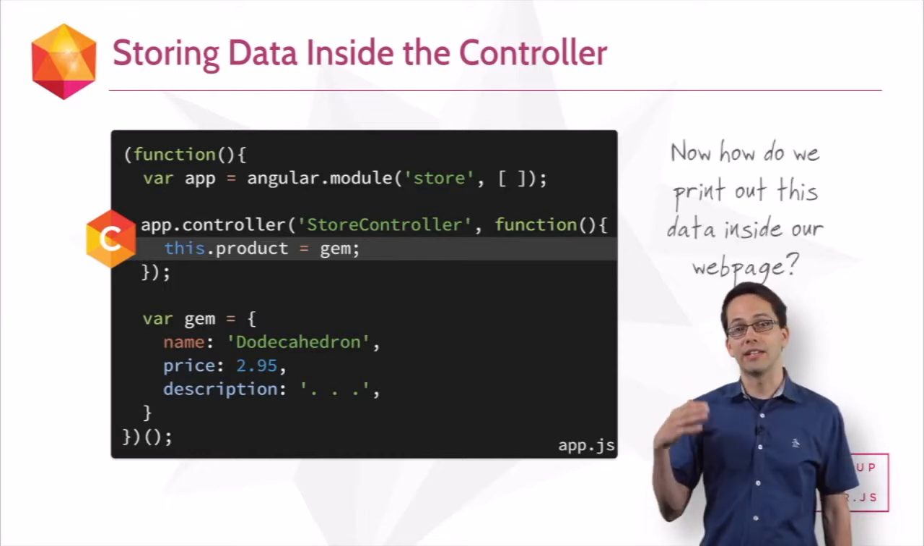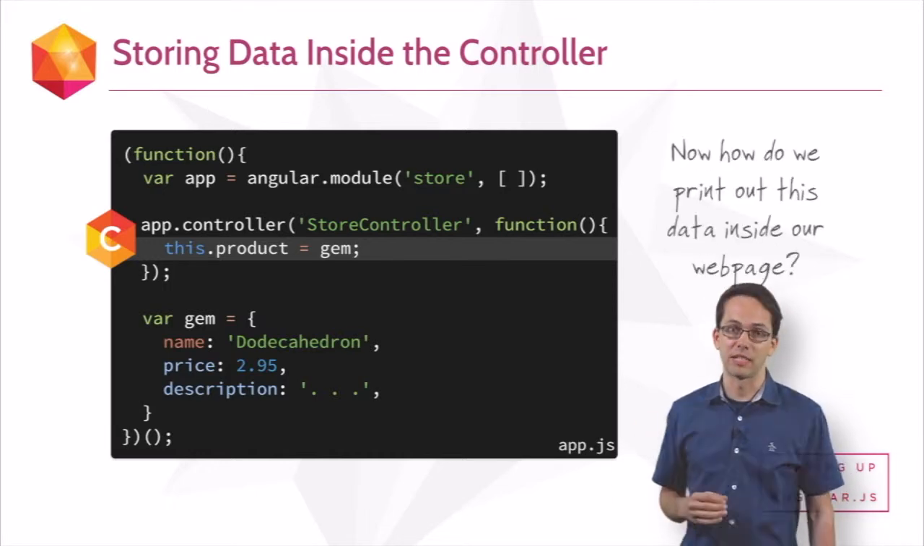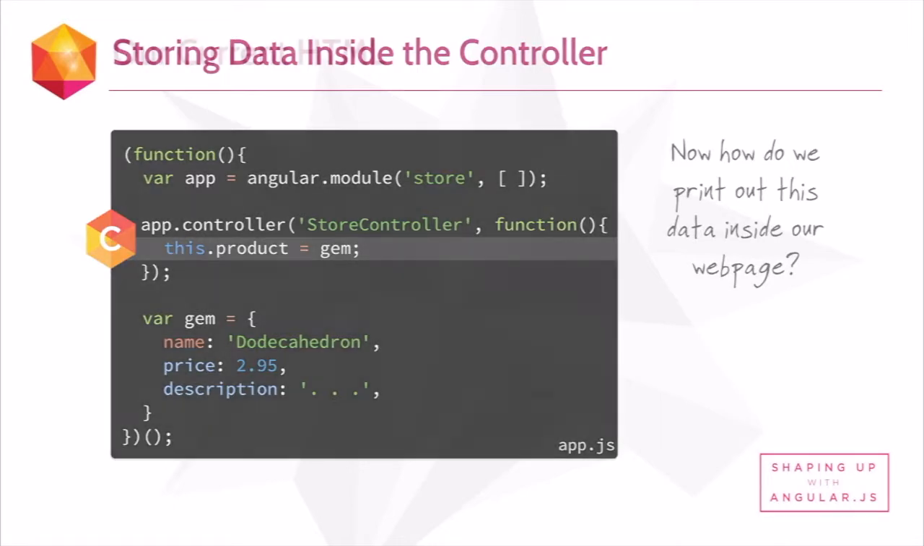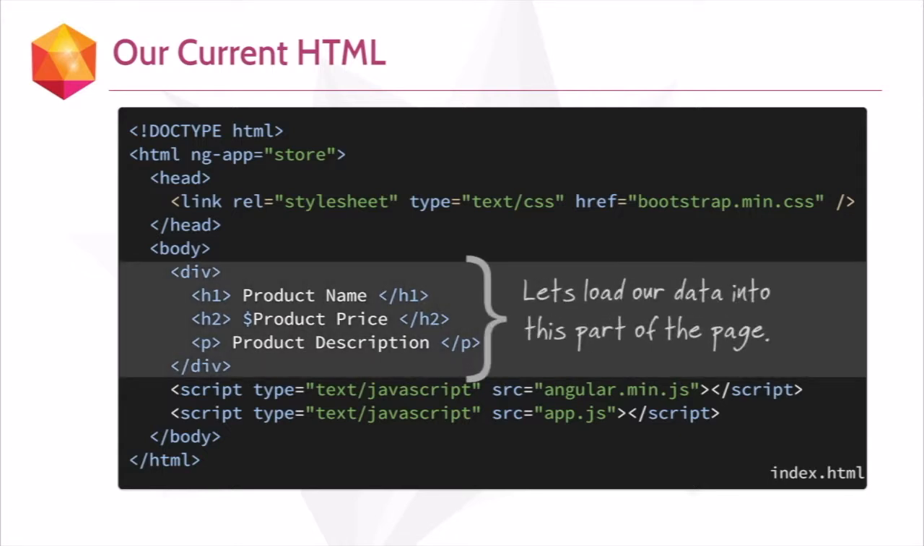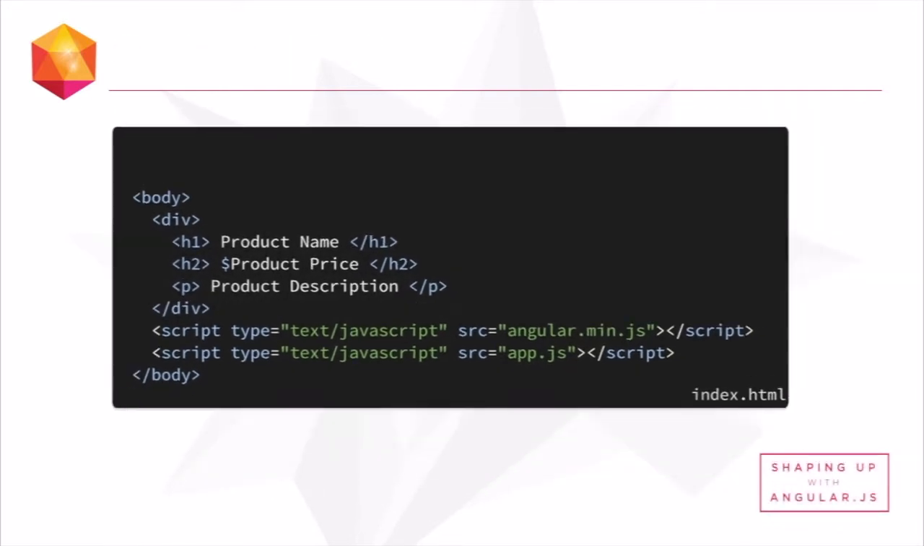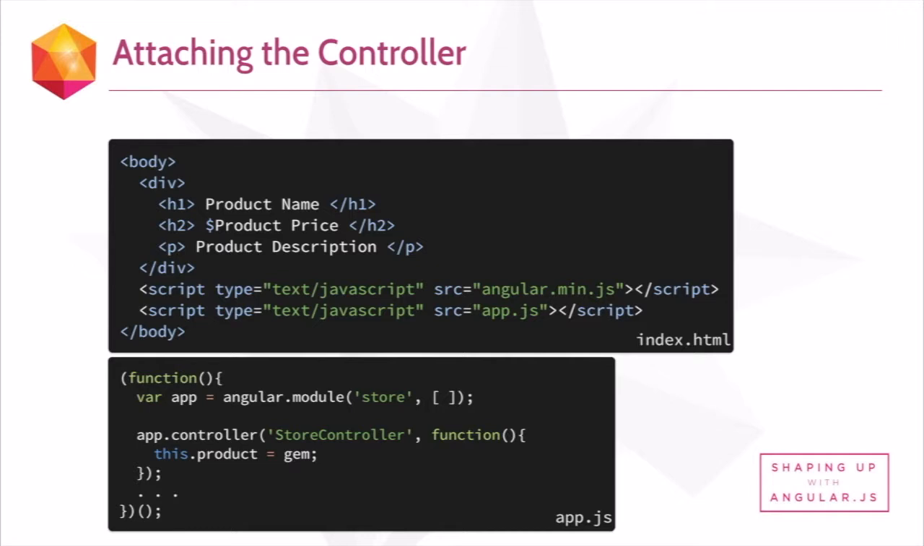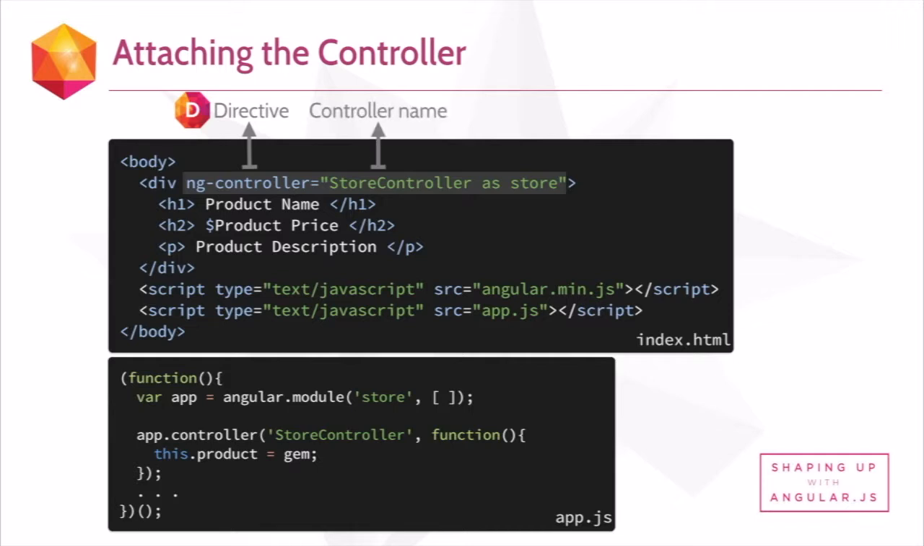Now we need to figure out how to get access to this data from inside of our HTML. Back inside of our HTML, you can see I've written out a template for where I want to display the gem information. That's where we want to load it onto the page. Let's bring back up our controller just for reference. The first thing we'll want to do is to use the ng-controller directive. This allows us to attach our controller to this element inside of our HTML. As the value of this attribute, we'll write the controller name, in this case StoreController.